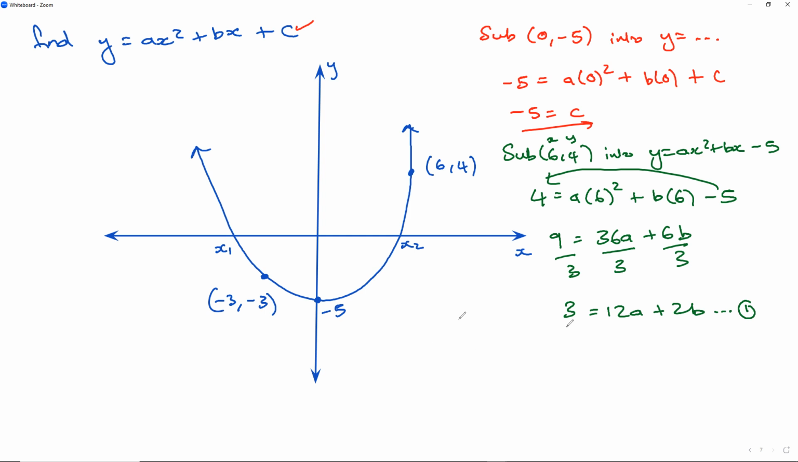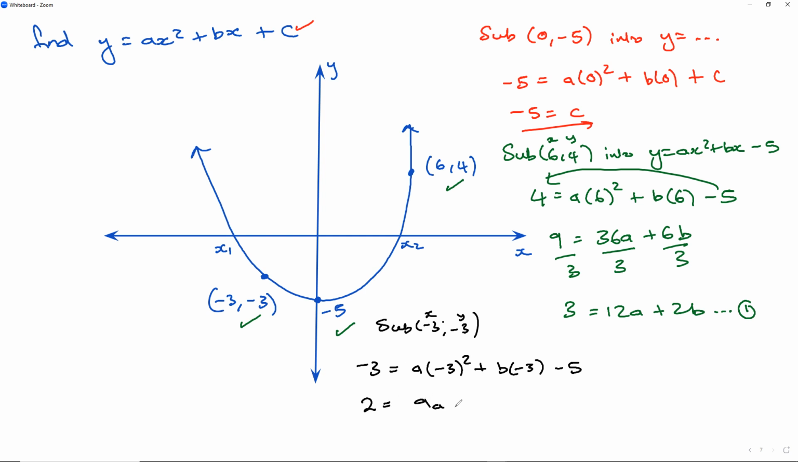Okay, next one. So I've done substituting this point, and I've done substituting this point. Now I'm going to substitute negative 3, negative 3. Here, I'm going to substitute negative 3 for x and negative 3 for y. And it becomes negative 3 equals a times negative 3 squared plus b times negative 3, and c, remember, is still negative 5. So we put that in there. Bring it across, it becomes positive 5, which makes it a 2. This becomes 9a minus 3b. I'm going to call this equation 2.